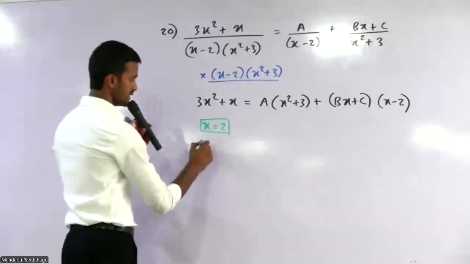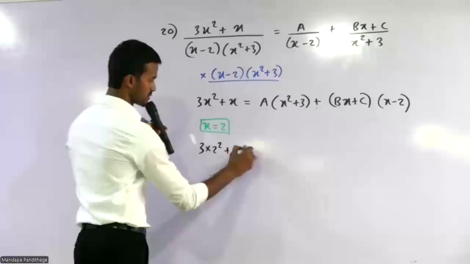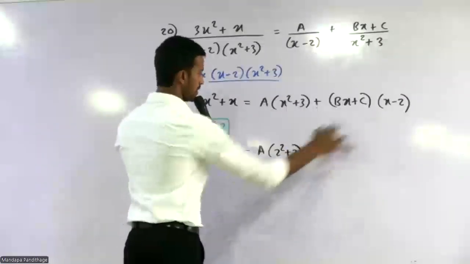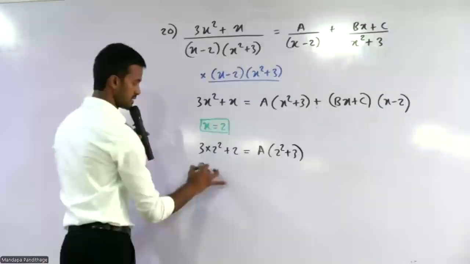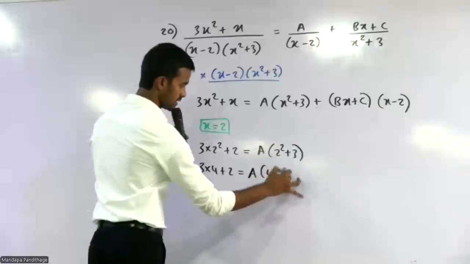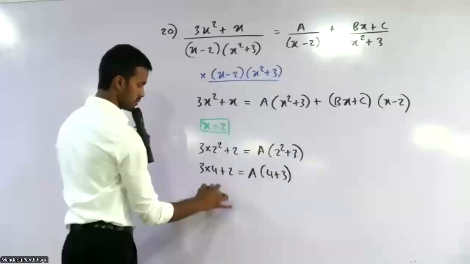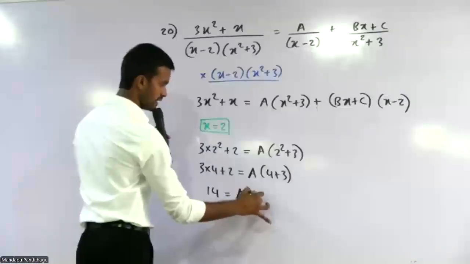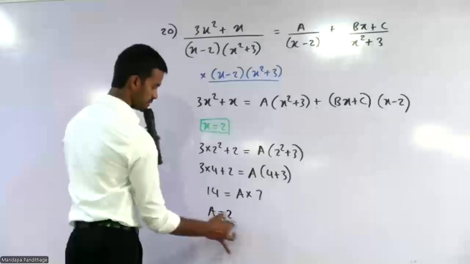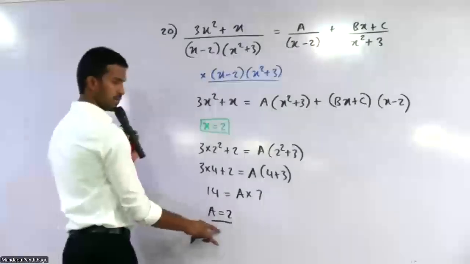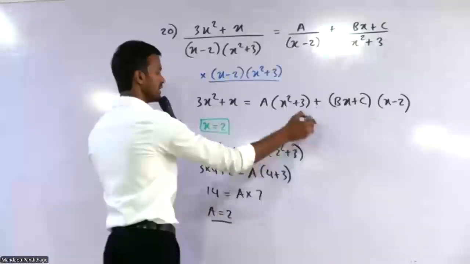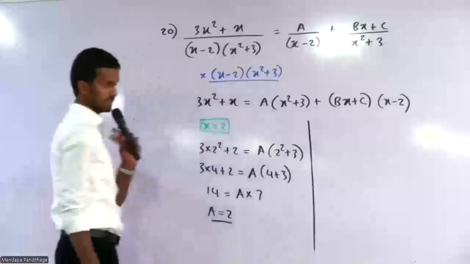Then 3 into 2 squared plus 2 is equal to this, which is remaining. Don't write this, it becomes 0. So here it's 3 into 4, 12, plus 2, equals A into (4 plus 3). Clear? So I'm getting 12 plus 2 is 14 is equal to A into 7, which means A is equal to 2. I'm just underlining it to highlight it. When you look at the board, the answer is clear, but you don't have to underline these answers. Only underline the final answer.